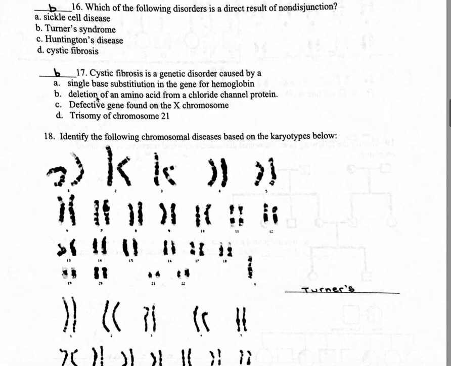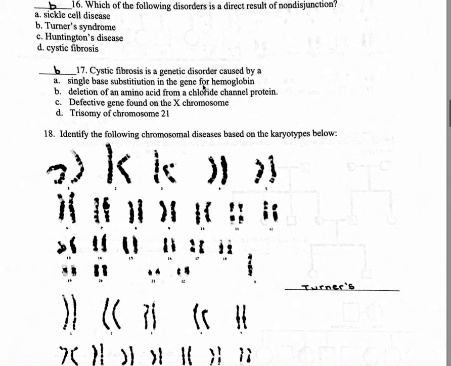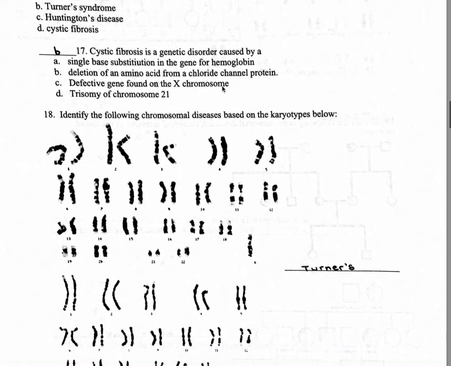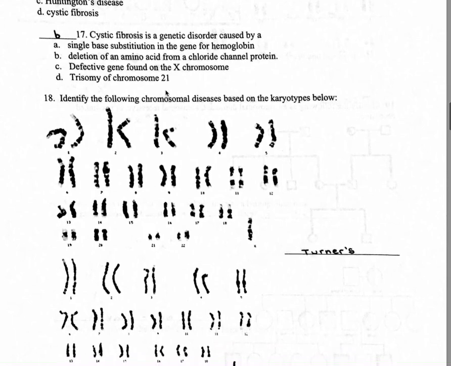Cystic fibrosis. The issue with cystic fibrosis is that you have a lot of mucus built up, and that's because of an issue with the chloride channels. We didn't go into details about this, but that's why you have fluid buildup. Any issue with hemoglobin is sickle cell anemia. A defective gene found on the X chromosome is any sex-linked mutation, and then trisomy is Down syndrome.